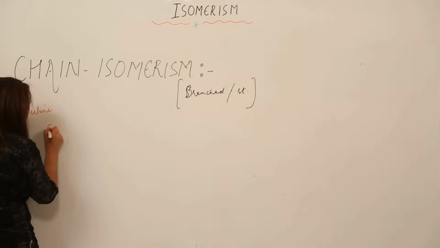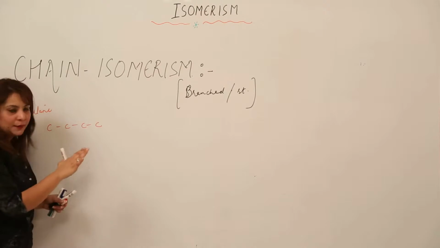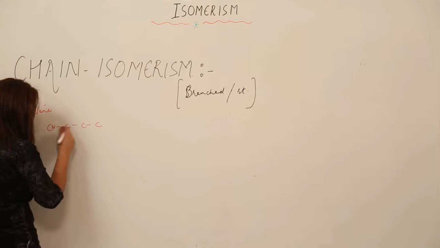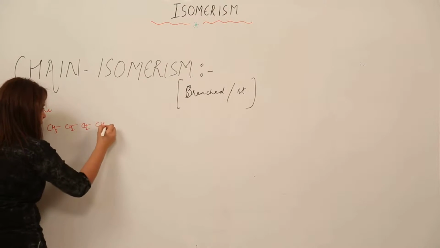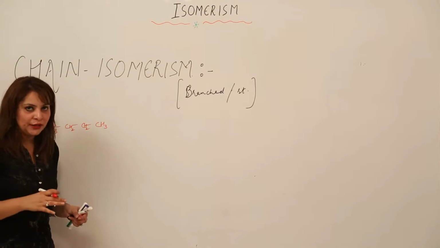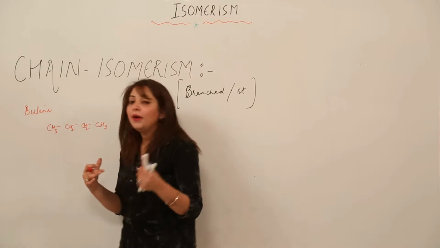So what is the formula for butane? Obviously, but means 4 carbons. So we are going to have 4 carbons in a chain. I'll just satisfy the valencies of carbon. So this is the formula of butane, right? So if I wish to write the chain isomers of this butane, how am I going to do it?